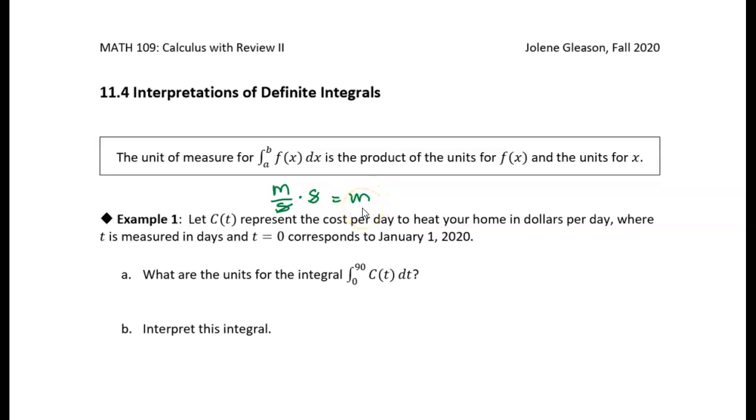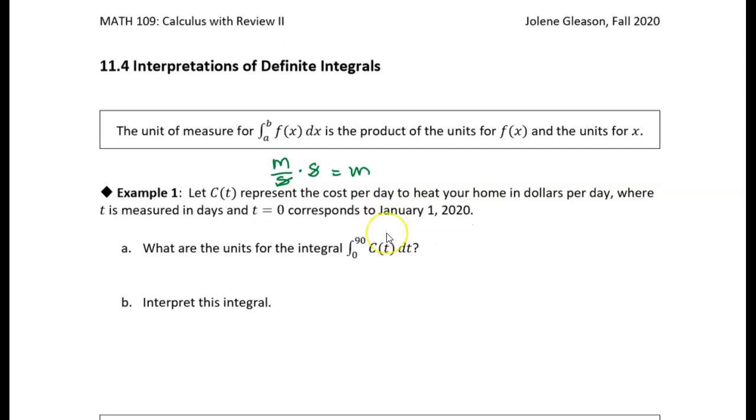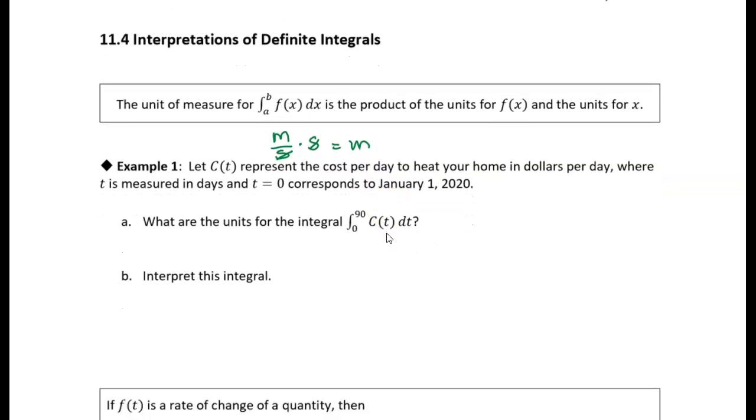Okay, so let's take a look at example 1. In this example, it says, let C of t represent the cost per day to heat your home in dollars per day. Okay, so that's the unit. So C of t is in dollars per day. And t is measured in days. Okay, so we're going to let t equals 0 correspond to January 1st, 2020.